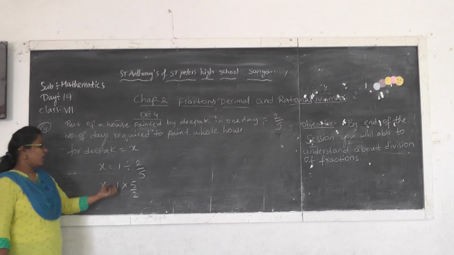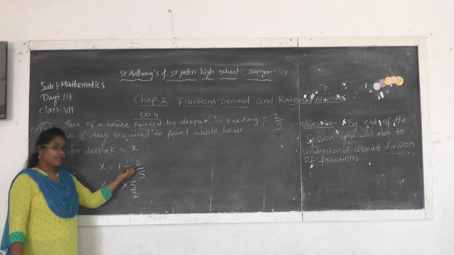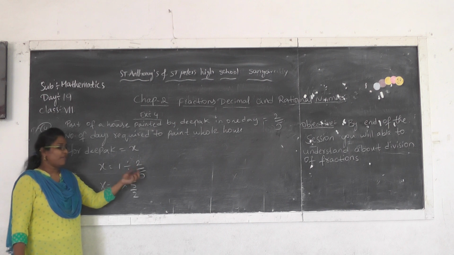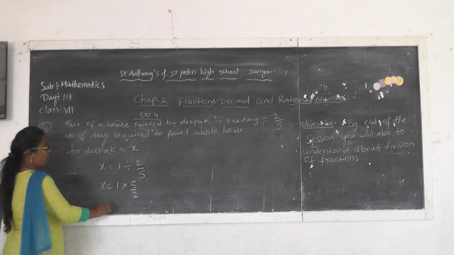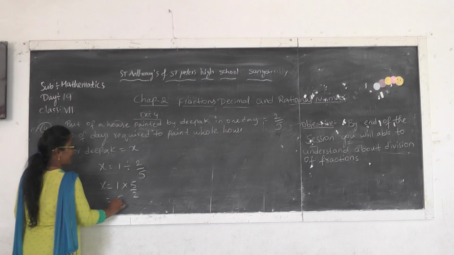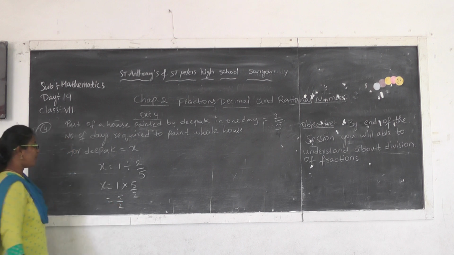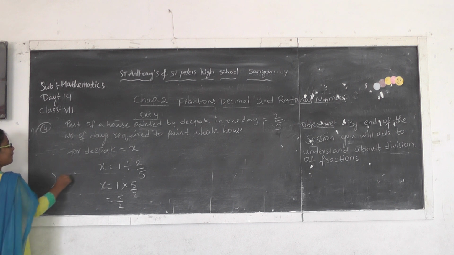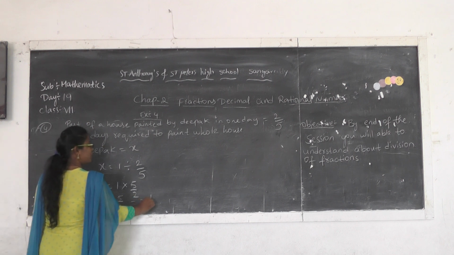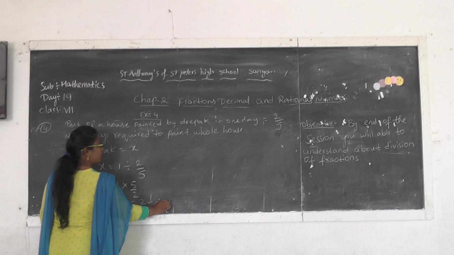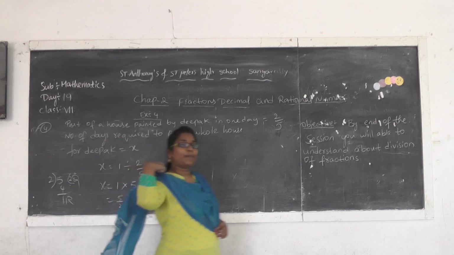Can you understand? This division is nothing but interchanging the terms of 2 by 5 as 5 by 2. Now 1 fives are 5 by 2. Is this proper or improper? It is improper. Convert this into a proper fraction. 2 twos are 4, remainder 1. This is the quotient and this is the remainder. So 2 1 by 2 days he will require to paint this house.